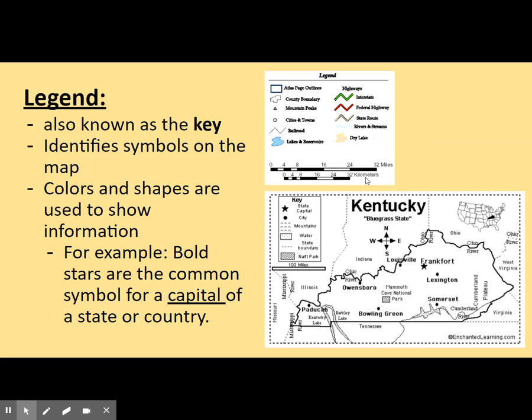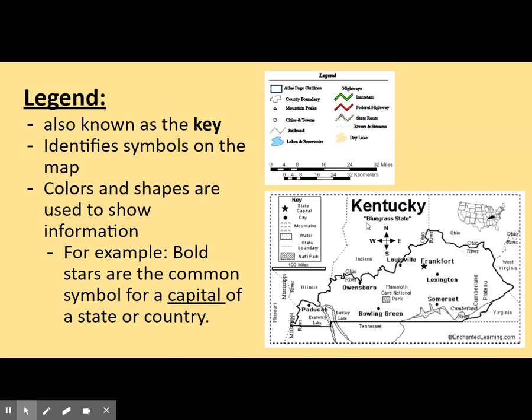The next part of a map is a legend. The legend is also known as the key. They mean the same thing, and they show us what the different symbols and things on a map stand for. It helps us identify what these different symbols are. So it lets us know what the colors and shapes are used for, and that way we don't look at it and say, why is there a green squiggly line? We would look at it and know, oh, the green squiggly line means an interstate.